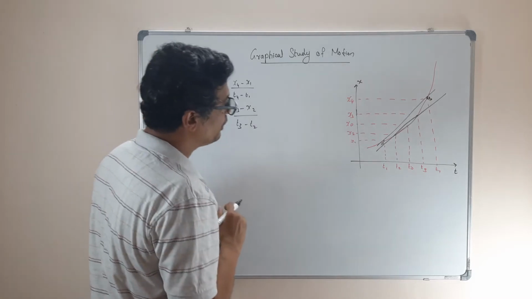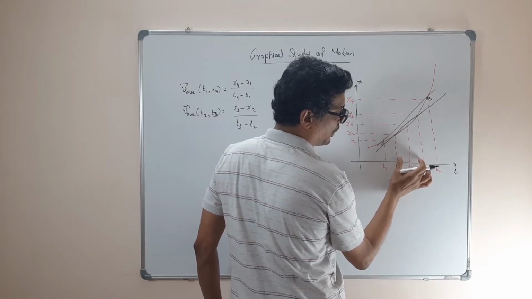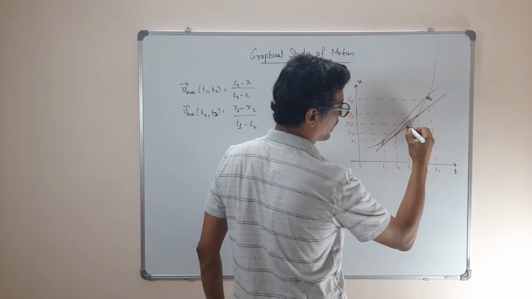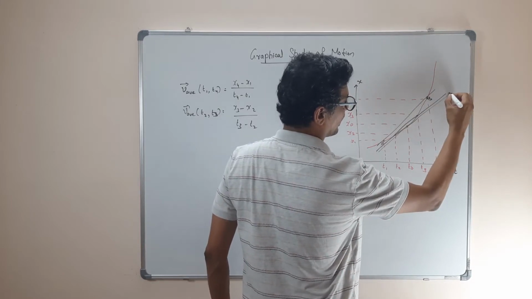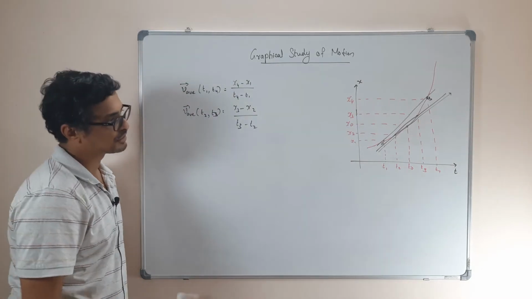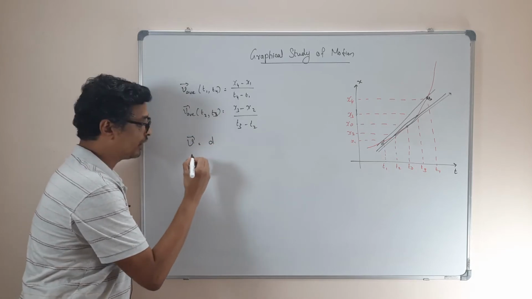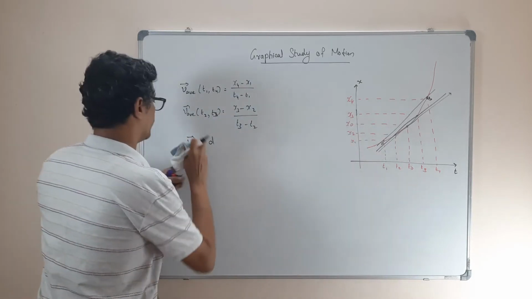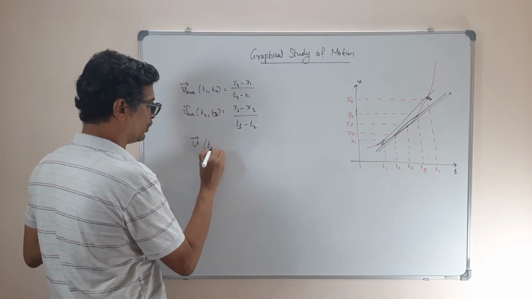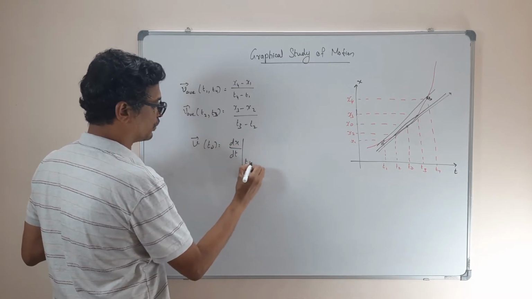Okay. So now, if I keep drawing and try to shrink these 2 points such that T3 approaches T0, then this is going to become a tangent. That's the instantaneous velocity. So the instantaneous velocity at time t equal to t0 will be dx by dt at t equal to t0.